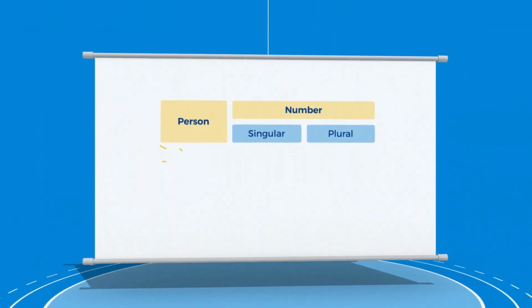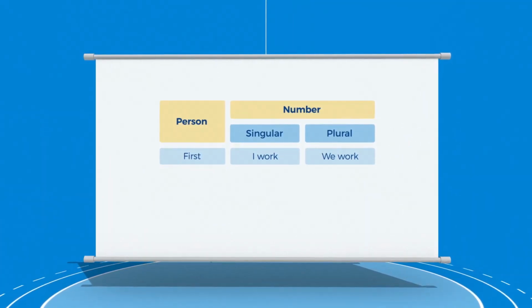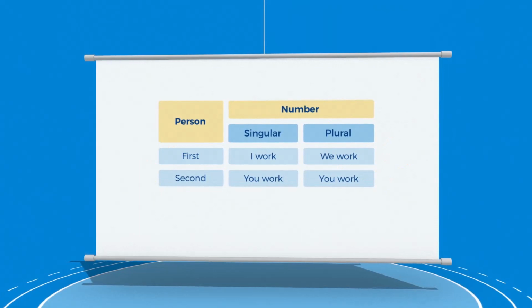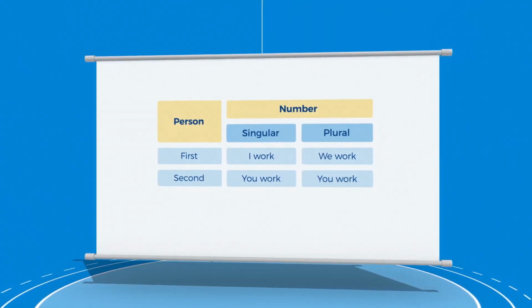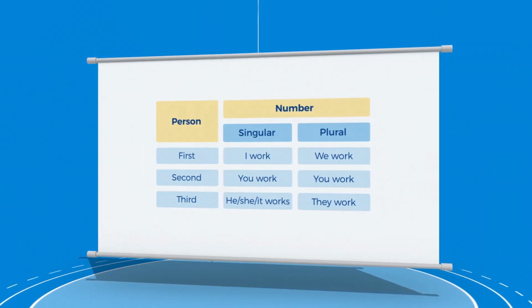In other words, the first person, I or we; the person spoken to, that is, the second person, you; or the person or thing spoken of, the third person, he, she, it, or they.